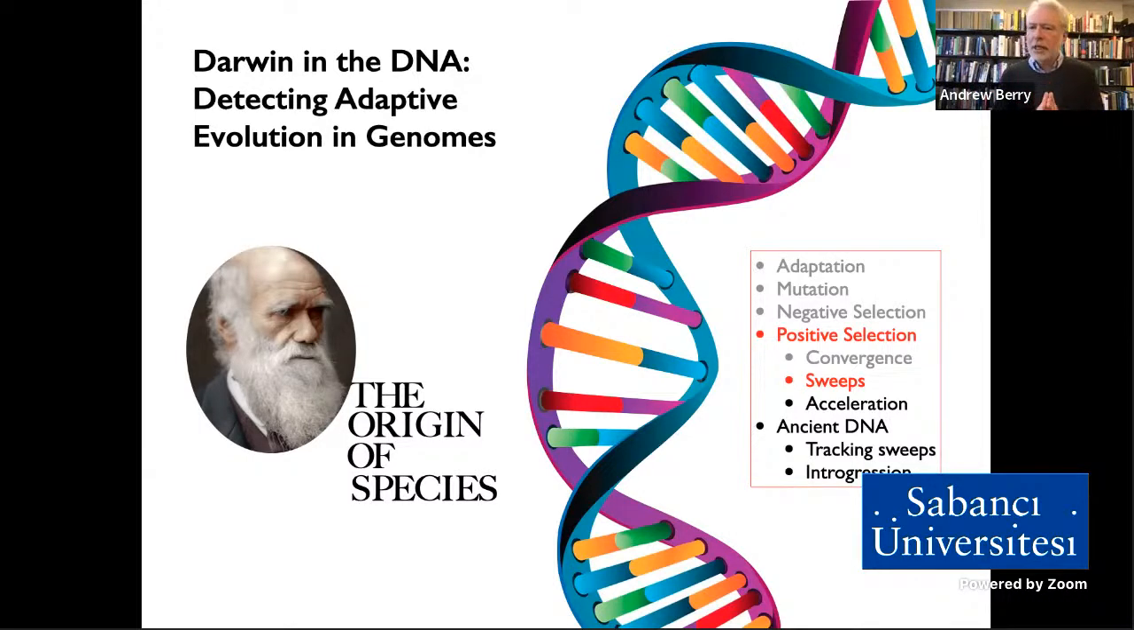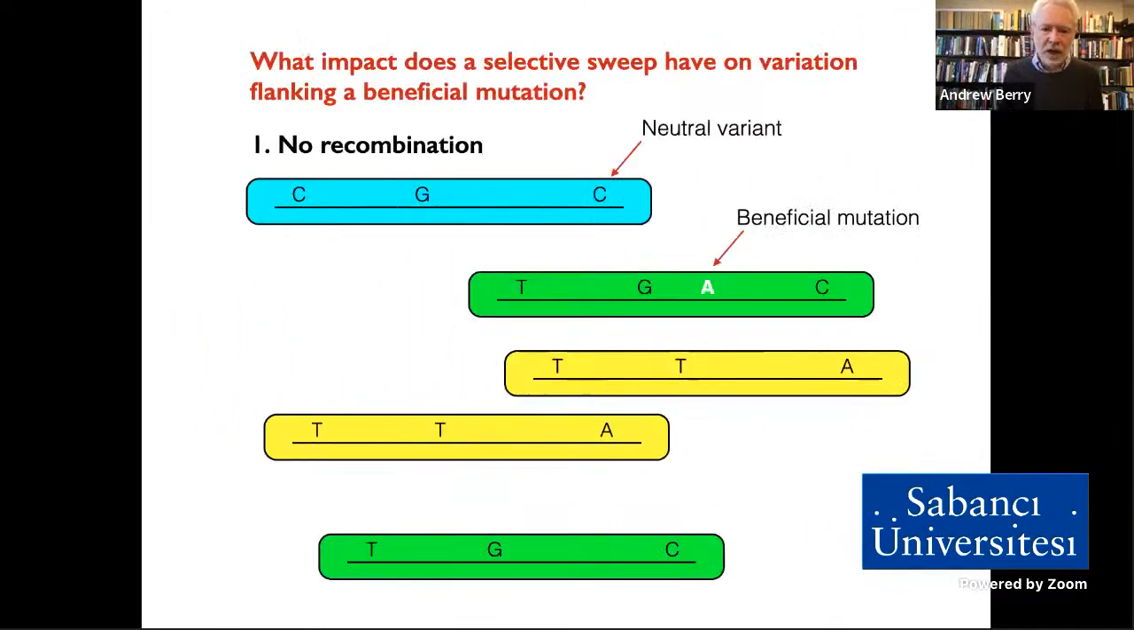Now, what does that mean? It means that while that's underway, we're fixing a particular mutation. But what happens to the flanking genetic variation associated with that beneficial mutation on a chromosome? So let's start with a super simple example. Let's imagine there is no genetic recombination. So each of these chromosomes is effectively an independent clone. They don't exchange genetic material. And by the way, there are plenty of examples of regions even in your genome where that occurs.